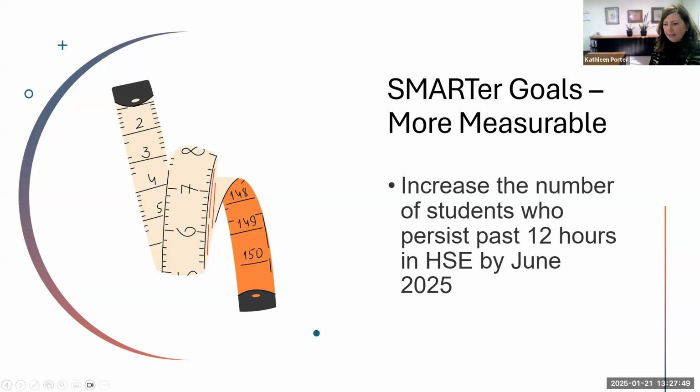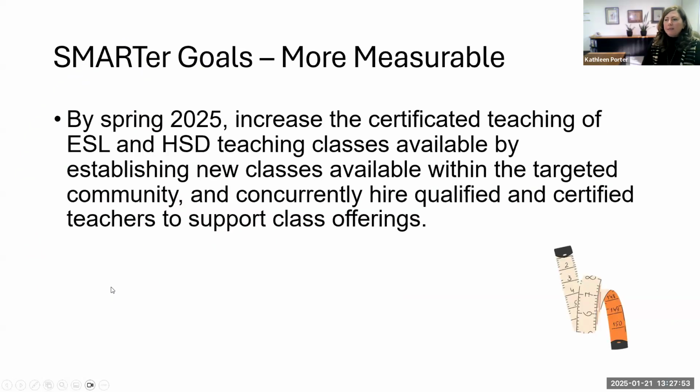Okay, so let's take another look, another measurable goal. By spring 2025, increase certificated teaching of ESL and high school diploma classes by establishing new classes available within the targeted community and concurrently hire qualified and certified teachers to support class offerings. So that's a goal.